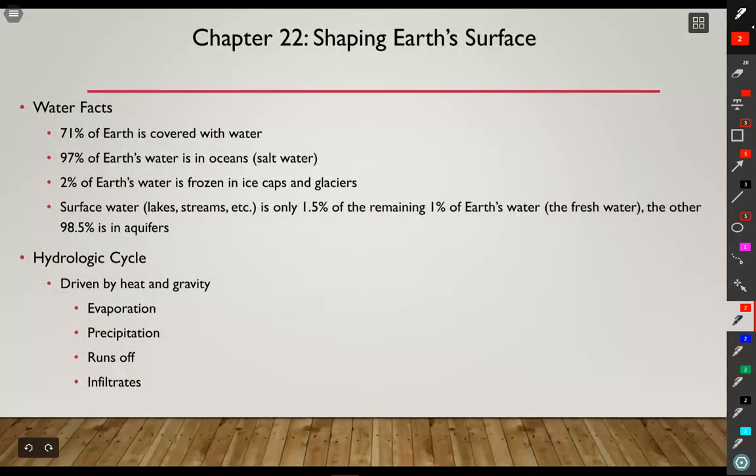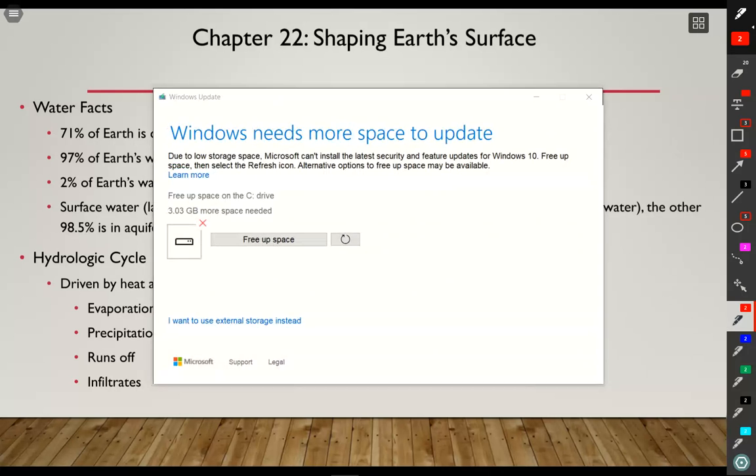So folds are mountains, what you said? Folds are places where the crust has crumbled and mountains are formed because of those folds, yes. Chapter 22, shaping Earth's surface. Now, mountain building is part of shaping Earth's surface.